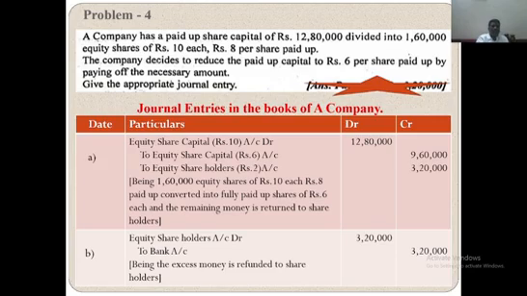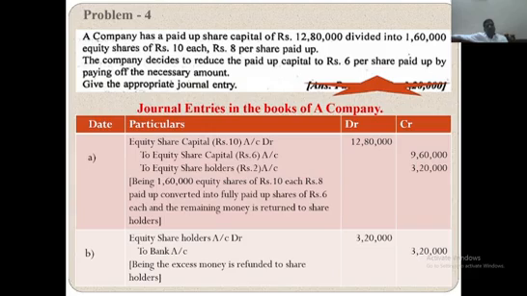A company has paid up share capital of 12 lakh 80,000 divided into 1 lakh 60,000 equity shares of rupees 10 each, 8 per share paid up. The company decided to reduce the paid up capital to 6 per share paid up by paying the necessary amount. Listen, students, first you have to identify this. Pass the journal entry in the books of A Company Limited.